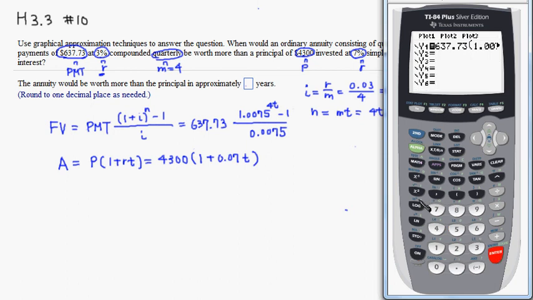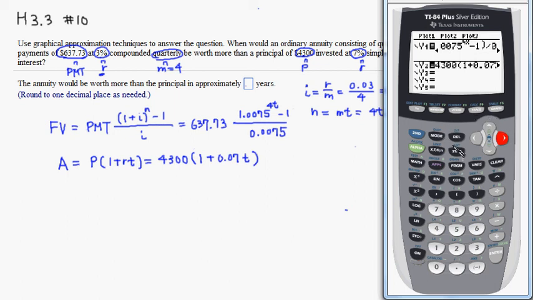Then for the simple interest, we have 4,300, left parenthesis, and 1 plus 0.07x. So we have that, and let's make sure that I have the correct one for the top one too, and that I put x there. All right, yep, I put x there.